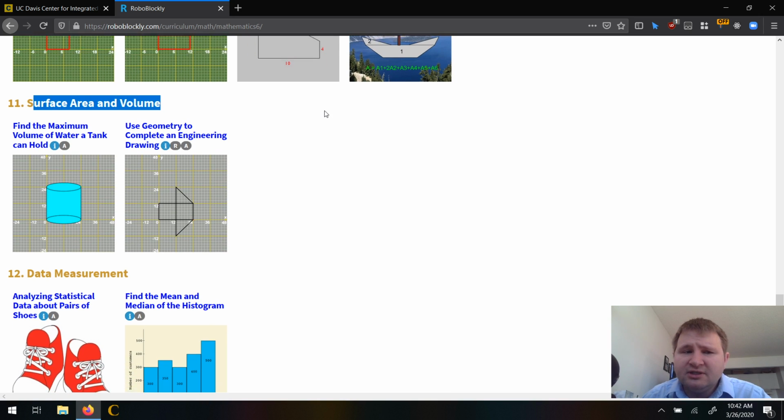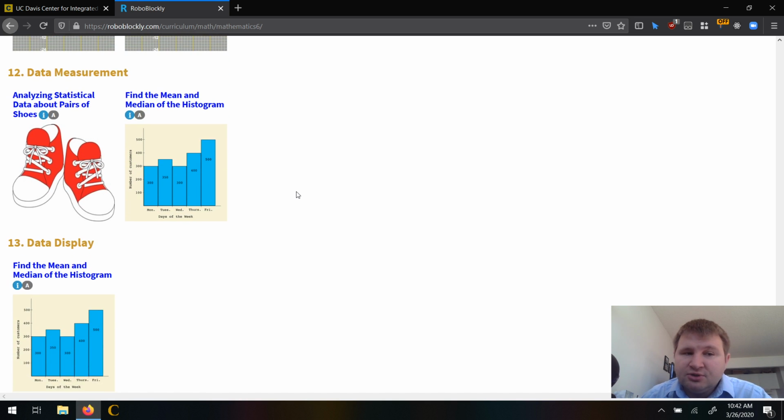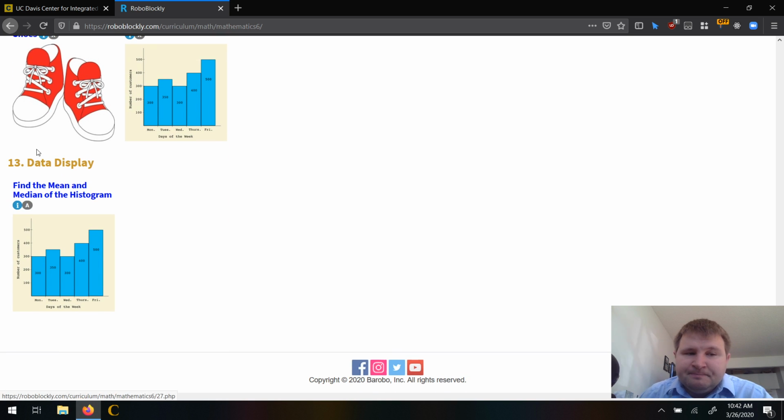We also have activities for solving for the surface area of a three-dimensional shape, or the volume of it, starting to have them create their own drawings to represent three-dimensional shapes or two-dimensional shapes. We go into data measurement, so analyzing statistical data about pairs of shoes, or finding means and medians of sets of data through histograms or other displays.